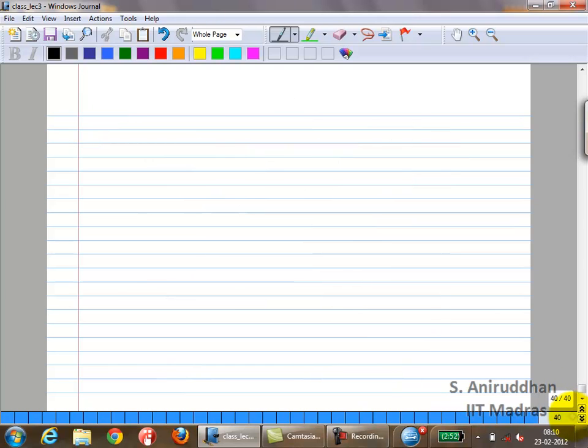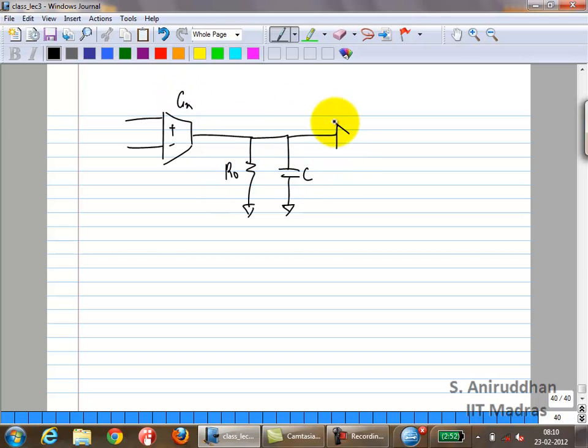But anyways, let's come back to the iconic architecture we came up with. So you have a GM, you have RO, you have C, gain of 1, this is your VO. Right? This is the op-amp architecture, from a very, very high level, that we came up with.